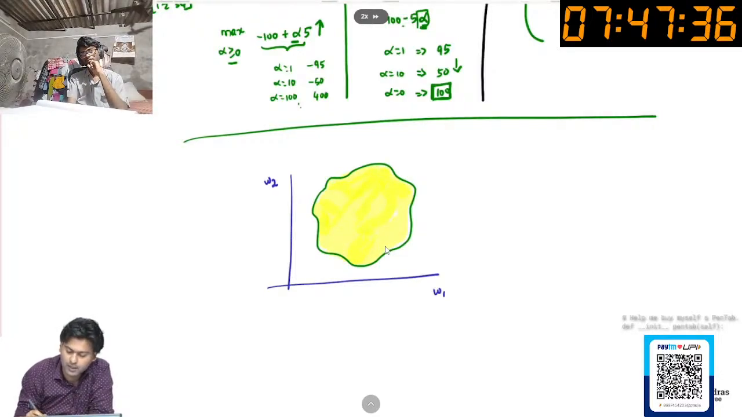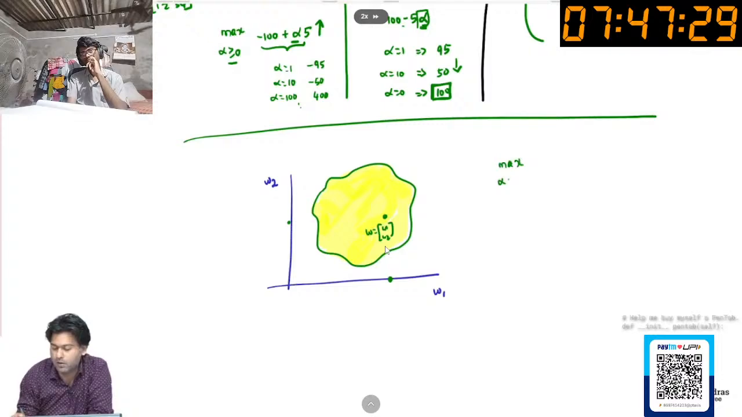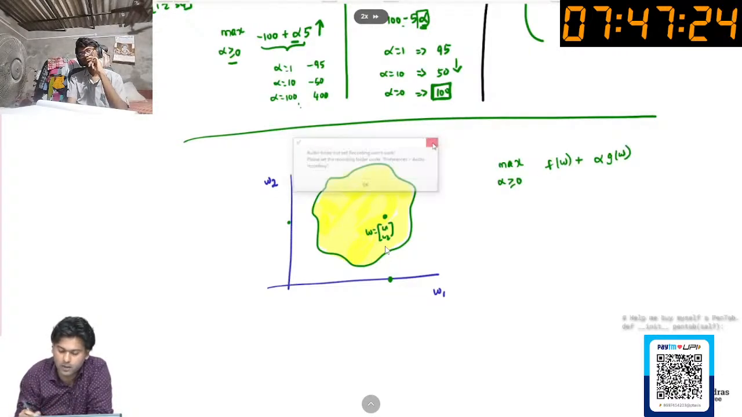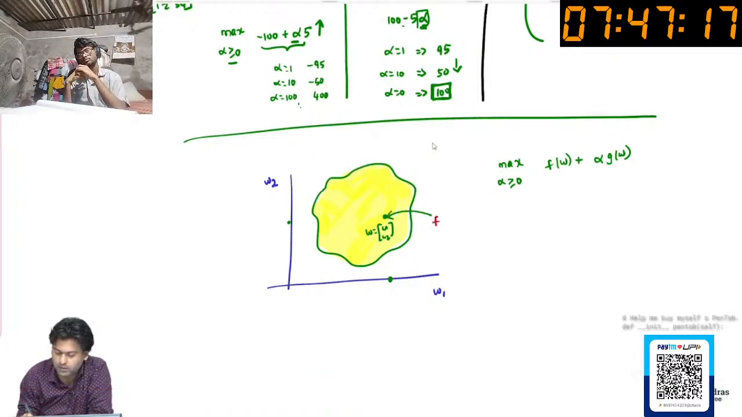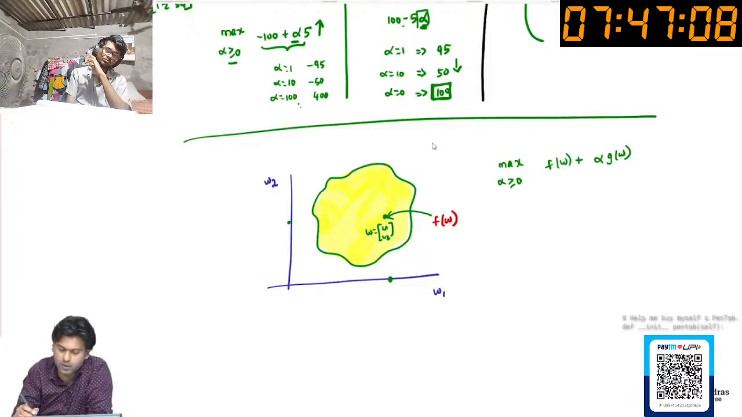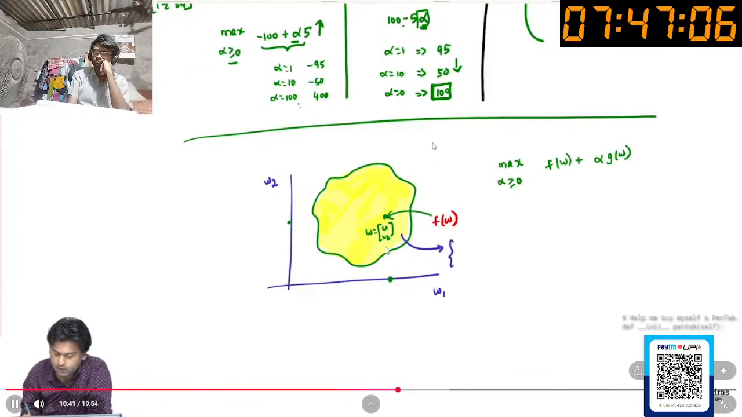Now, what we are saying essentially is that if I give you a w here, so w equals w1, w2 here, so this is w1, this is w2. If I give you this w, then the function max over alpha greater than or equal to 0 of f of w plus alpha g of w evaluates to f of w. So at this point, the function's value is going to be f of w. Why? Because that's the argument that we made. If g of w is less than or equal to 0, then the function evaluates to f of w. So let me also say what the shaded region is. The shaded region is the set of all w such that g of w is less than or equal to 0.